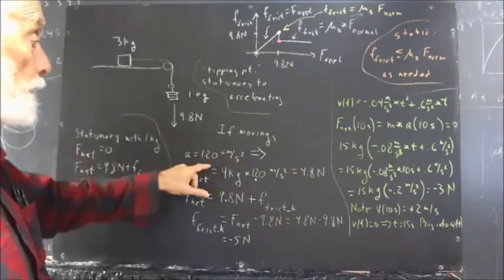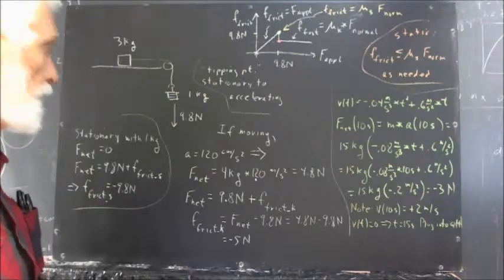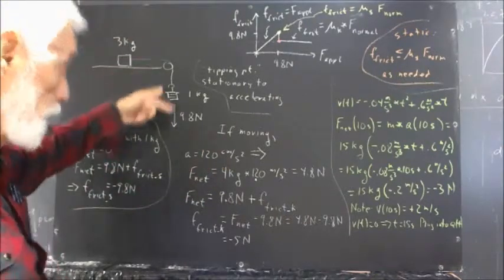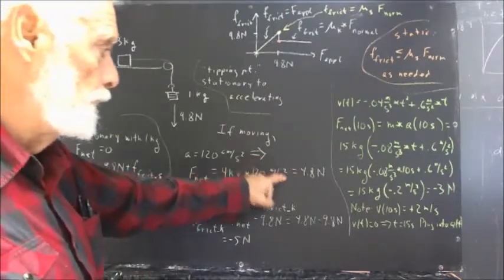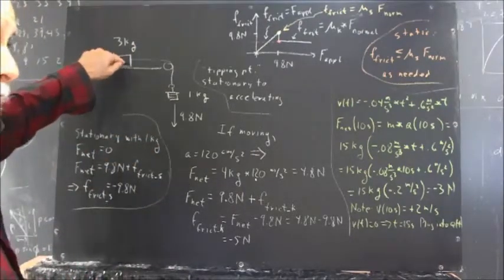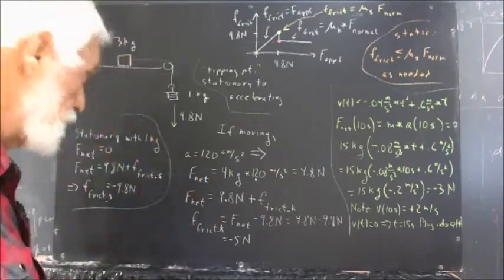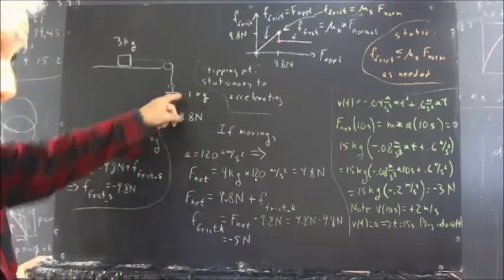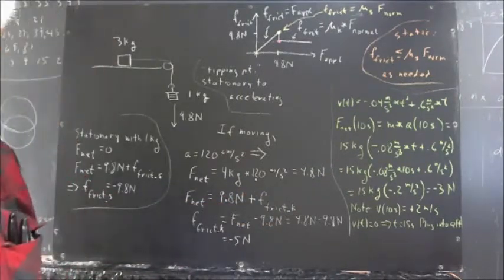So if we're moving, the acceleration is 120 centimeters per second squared, which means what? That we can calculate the net force. The net force on this entire system is what? It's got to be 4 kilograms times 1.20 meters per second squared, or 4.8 newtons. Now we could calculate the net force just on the 3 kilogram mass, but it turns out to be a little more convenient to treat the system as a whole. Now, the system as a whole is subject to the 9.8 newton force on the 1 kilogram mass, plus the force of kinetic friction.